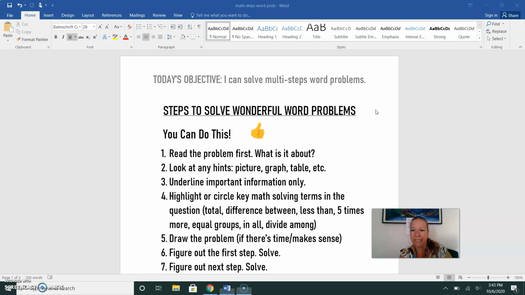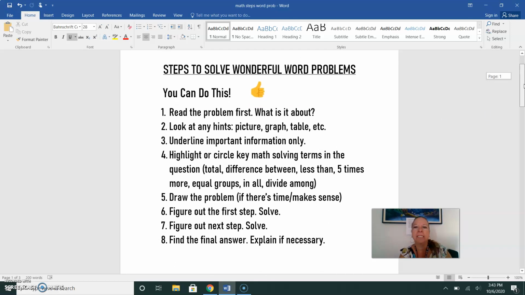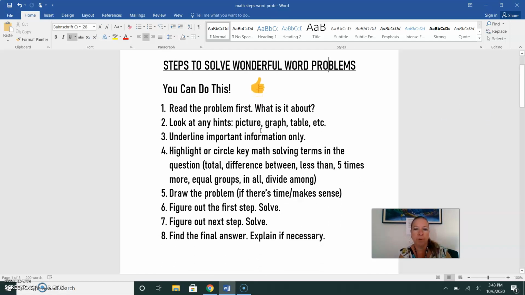I created this list here for you so you can see the steps to solving a word problem. I hope you can read it. I also have one here, which turns out a little bit too small, so I will be pointing here. I want you to follow along on the list in front of you. It says the steps to solve wonderful word problems. You can do this. So give me your thumbs up. I can do it. All right, good. I see a lot of them.